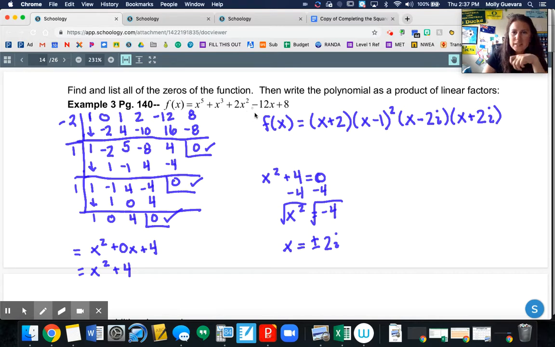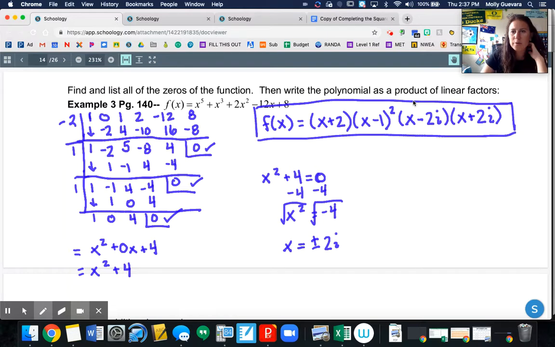And this is the product of linear factors. Meaning, if I were to multiply all of this out, I would get what I started with, x to the 5th plus x cubed, and so on. Okay, so if I were to multiply all of this stuff out, I would get this answer.